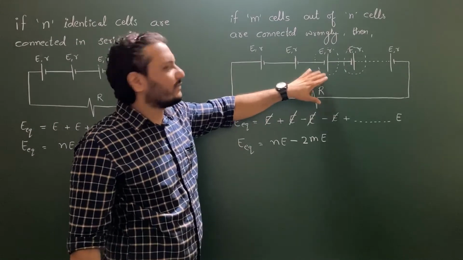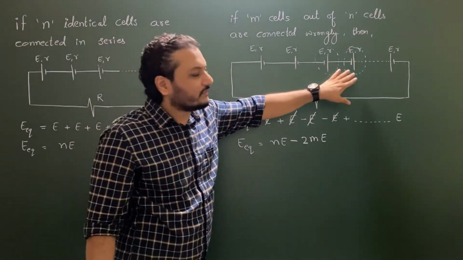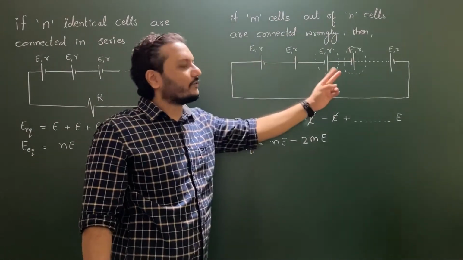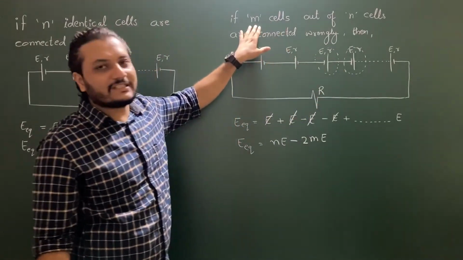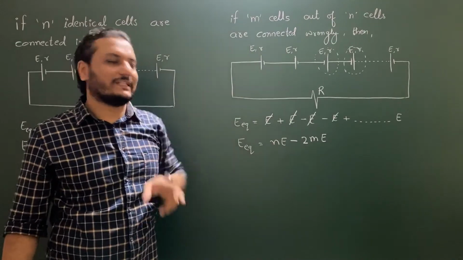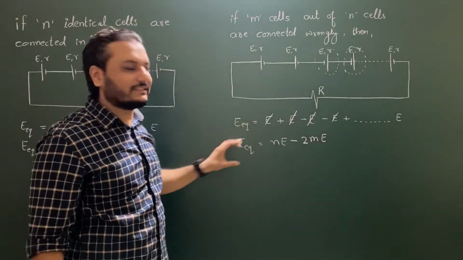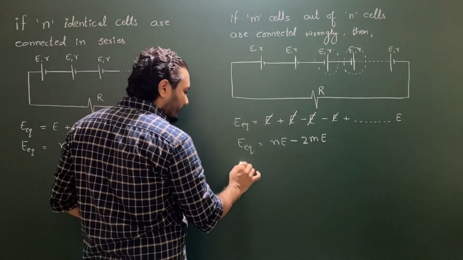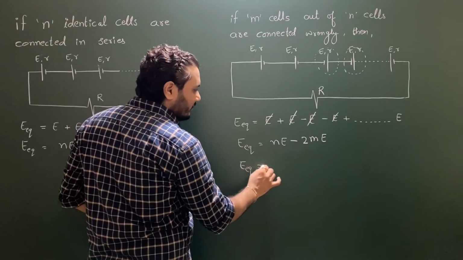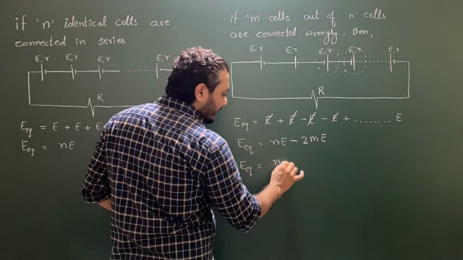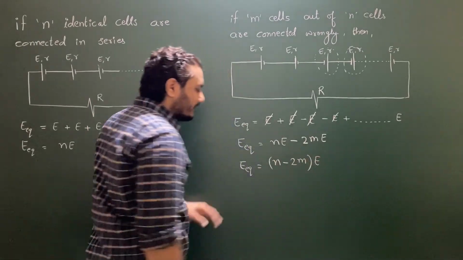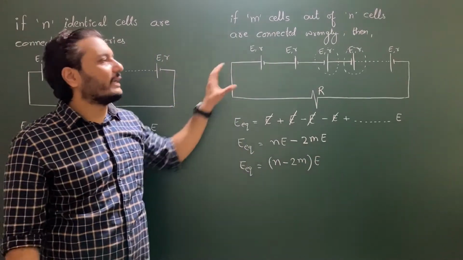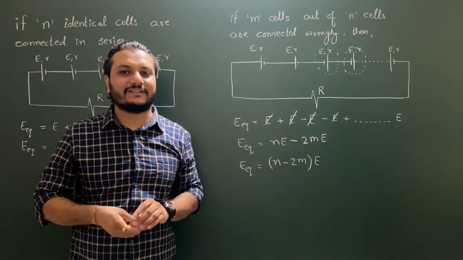Because of this wrong connection, one cell is getting killed. Because of this wrong connection, another cell is getting killed. So because of 2 wrong connections, we are losing a total of 4 cells. Because of m wrong connections, we will lose a total of 2m cells. So the equivalent EMF is given by this equation. You can further simplify it. E equivalent is equal to, you can take E common, you will have (n minus 2m) E. So this is the expression we are going to use if m cells out of n cells are connected wrongly.